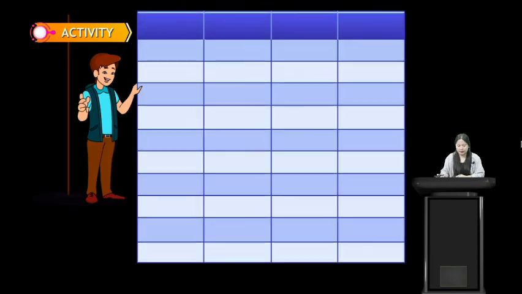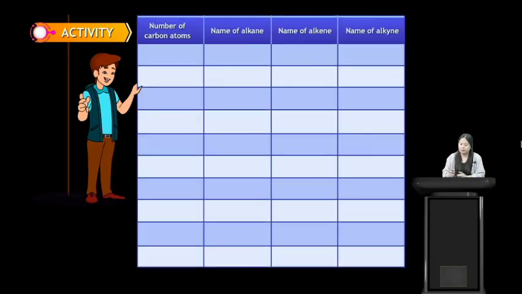Activity. Okay, activity. So we have here 4 columns. The first column is the number of carbon atoms. The second column is name of alkane. The third is name of alkene. And the fourth column is name of alkyne. So let us see. If the number of carbon atoms is 1, name of alkane will be methane.